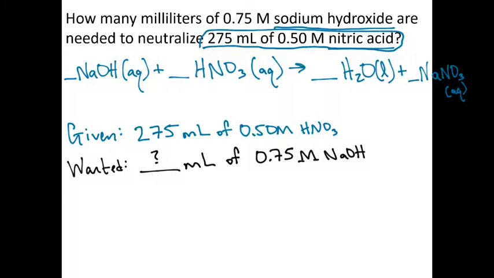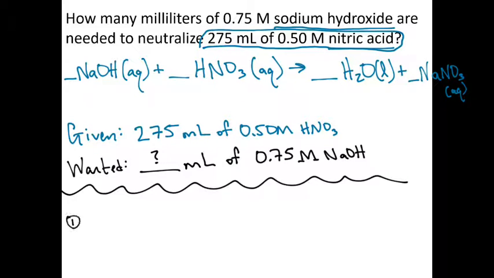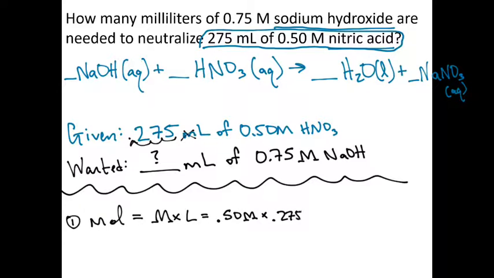All right, that means we're going to start this one like we did the last one with a molarity times volume formula. Got to have it in liters though, so I'll move that decimal 3 places so it's in liters. 0.50 molar, which means moles per liter, times 0.275 liters. All right, that's about 0.138 moles.